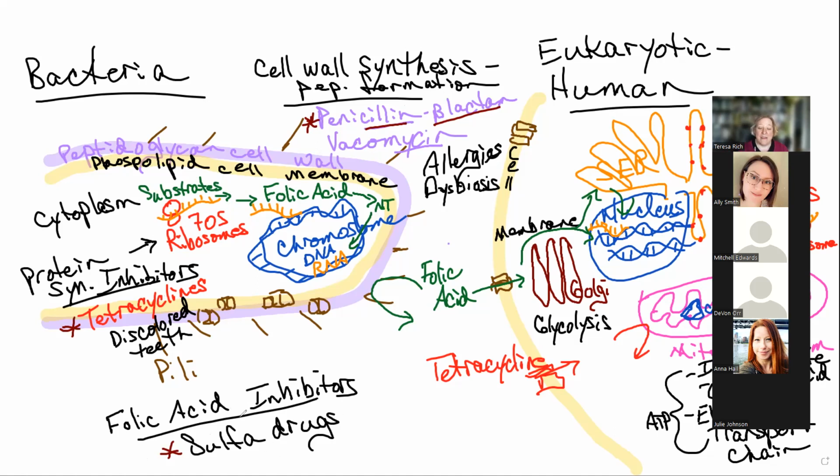Oh, and by the way, we have kind of the same side effects here, unintentional consequences. Some folks are allergic to sulfa drugs. So they generally have a med alert bracelet so that we make sure we don't give that to them. And then also you can have dysbiosis from that.